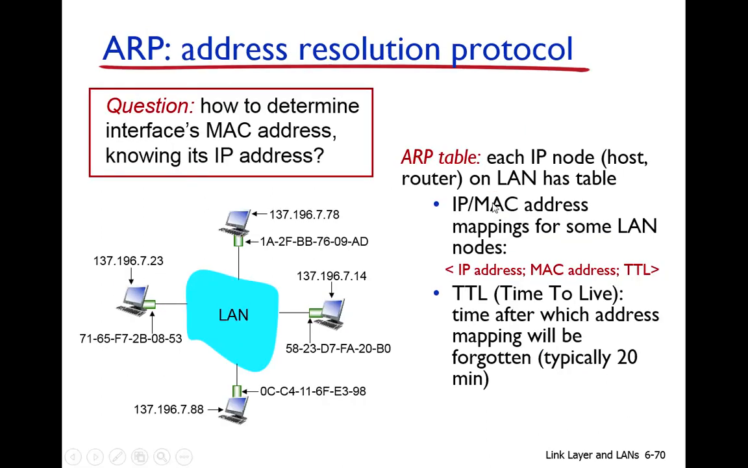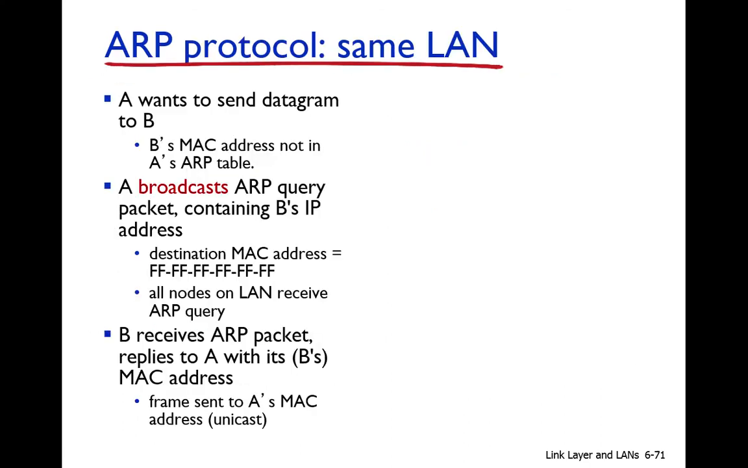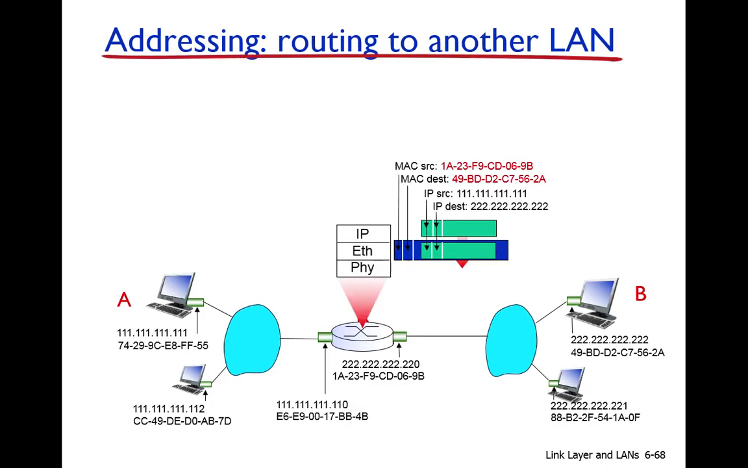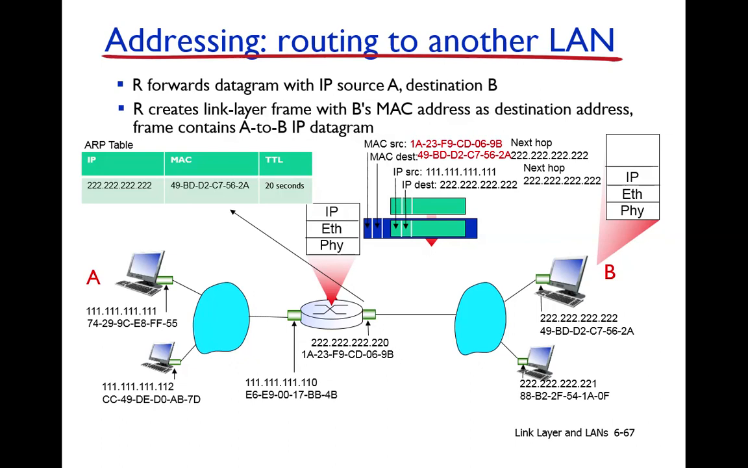In each node there is an ARP table. For example, here you can see there is an ARP table at this node. It stores the IP address and its corresponding MAC address. This is the IP address of the interface, this is the MAC address of that interface, and this is the time to live, meaning this entry is valid for 20 seconds. When 20 seconds expire, this entry will be removed from the table.